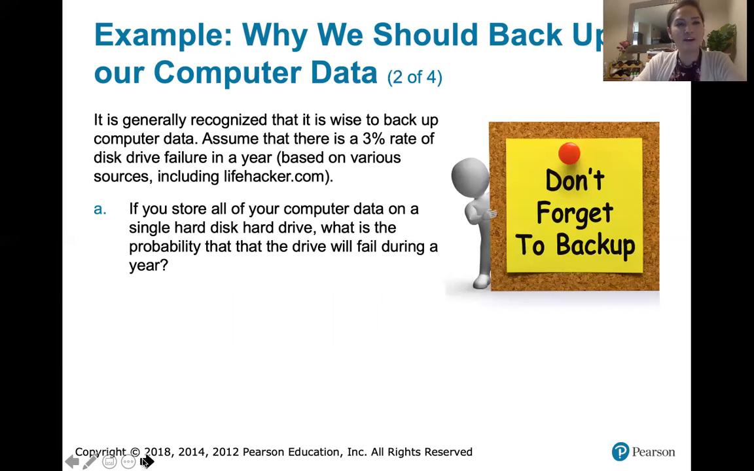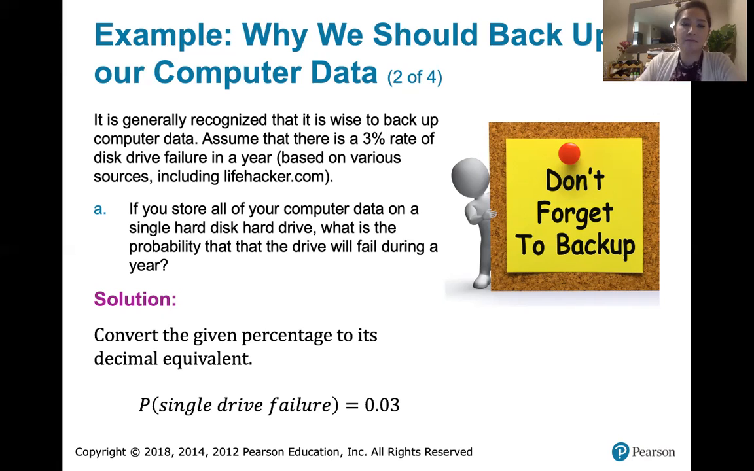Okay, so here's part A. It says, if you store all of your computer data on a single disk, what is the probability that the drive will fail during a year? Well, they actually gave that to us already. They said, assume that there is a 3% rate of disk drive failure in a year. So the rate is 3%. That's our probability, just in the form of a percentage and not a decimal. So we move that decimal over twice to its decimal equivalent, and the probability of a single drive failure is 0.03. So 3% in decimal form.